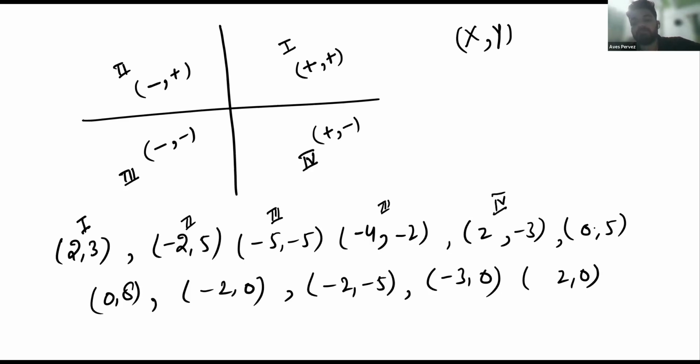And where is this one? 0, 5. 0 is neither positive nor negative. So we can say that this is not going to lie in any quadrant. It will lie on an axis. If the x coordinate is 0, then it will lie on the y-axis. Then where does it lie? 1, 2, 3, 4, 5. We have the value 5, positive 5. So this is the position of this point.